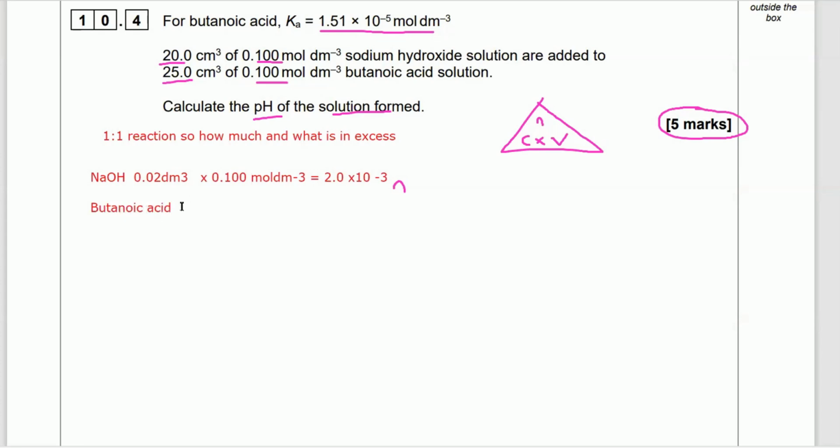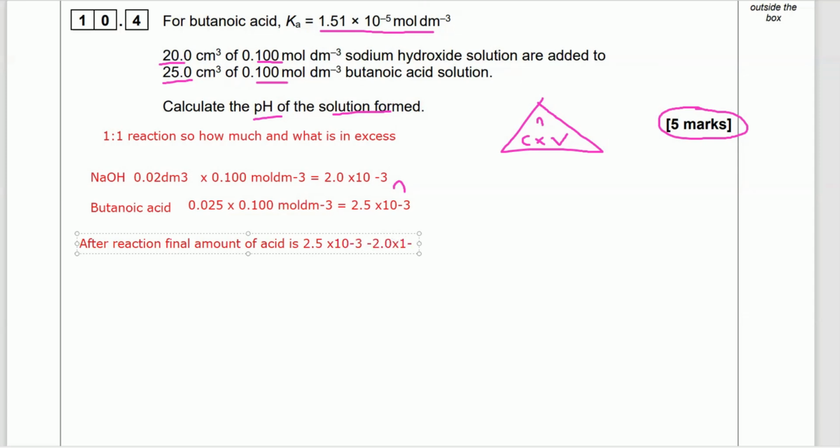So we've got 0.02 times 0.1, and that gives us 2 times 10 to the minus 3 moles of sodium hydroxide. Now for butanoic acid, we've got 0.025 for the volume in decimeters, times 0.1, which gives us 2.5 times 10 to the minus 3, and that is the moles of the carboxylic acid. Now, when the acid and alkali neutralize together, we're going to have an excess of one of them because it's a 1-to-1 ratio, but the amounts we have are not 1-to-1.